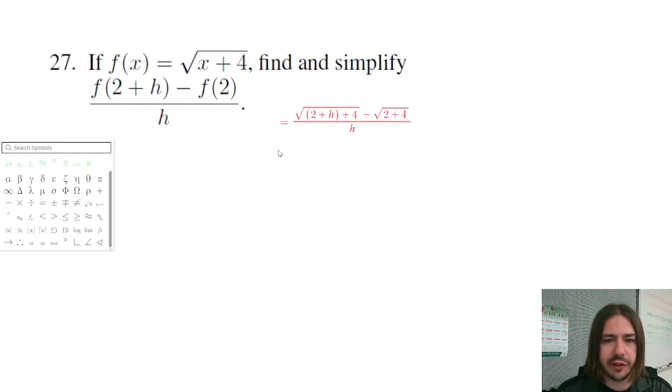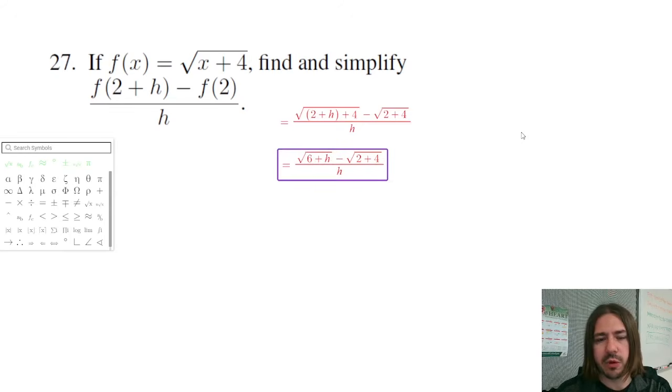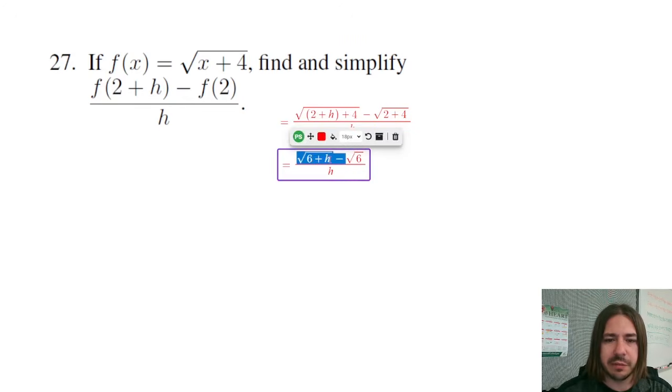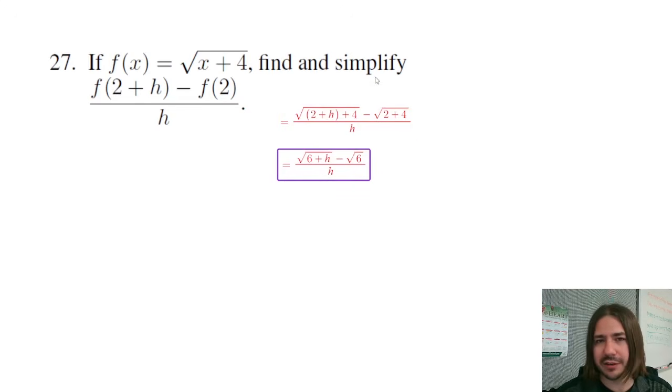So let's go ahead and simplify this just a little bit. 2 plus 4 is going to be 6. So we have the square root of 6 plus h minus the square root of 2 plus 4, which is 6. And now comes this next step, which is going to seem like it's coming out of nowhere. But again, when you get to calculus, what we're about to do is going to make a lot more sense. To simplify this, I really want to try to reduce an h here. Again, don't worry so much about why I'm doing that. That's going to come later.